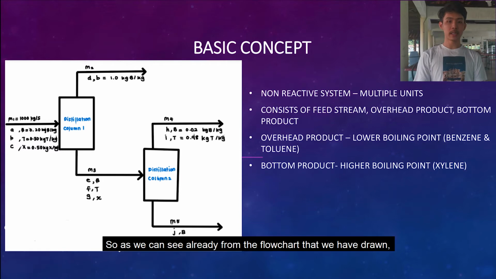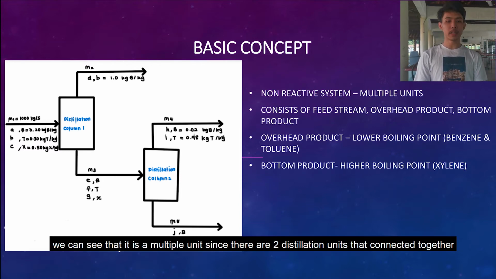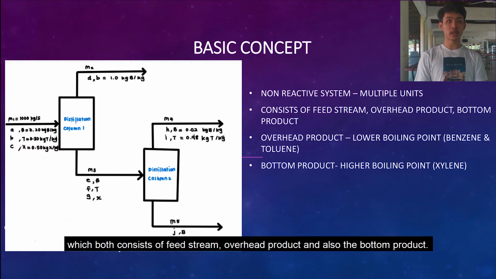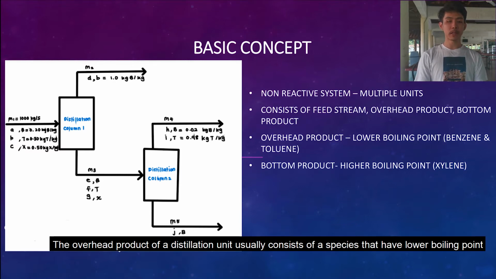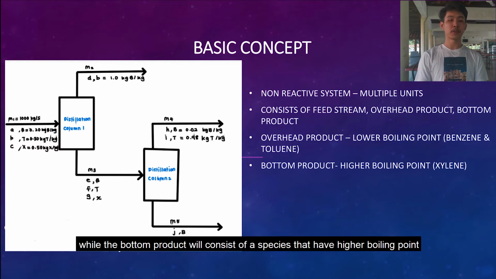As we can see from the flowchart that we have drawn, it is a multiple unit system, since there are two distillation units connected together, which both consist of a feed stream, an overhead product and a bottom product. The overhead product of a distillation unit usually consists of species that have a lower boiling point, while the bottom product consists of species that have a higher boiling point.